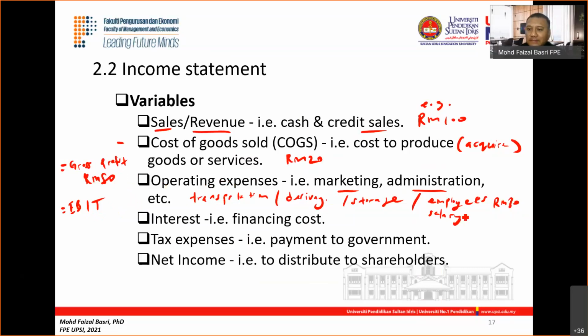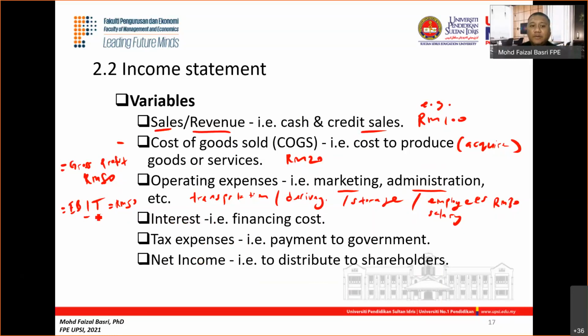So RM80 minus RM30, EBIT is RM50. This is the second level of profit. First we have gross, and next we have operating profit. After we get this operating profit, we are subject to pay two more expenses. Next one we have interest. That's why the name is earning before interest and before tax. Therefore, we know that we will have earnings after these two.